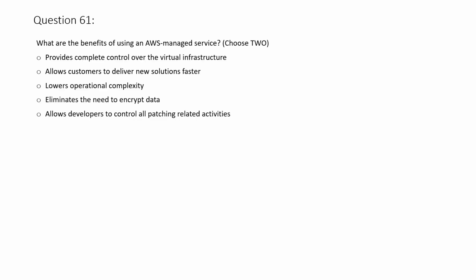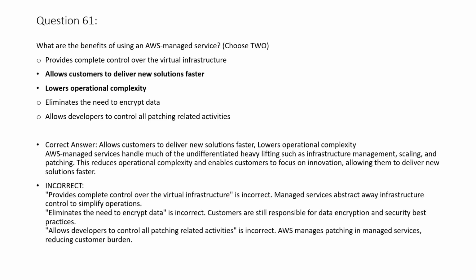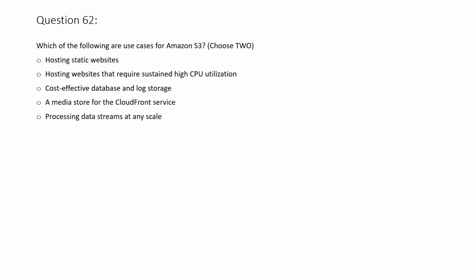Question 61. Which are the benefits of using AWS managed services? We need to choose two options here. Option A, provides complete control over the virtual infrastructure. Option B, allows customers to deliver new solutions faster. Option C, lowers the operational complexity. Option D, eliminates the need to encrypt the data. Option E, allows developers to control all patching related activities. The correct answers are that it allows customers to deliver new solutions much faster, and it lowers the operational complexity as well.